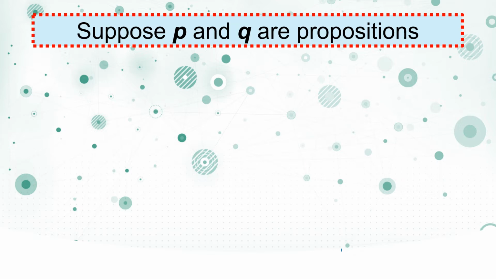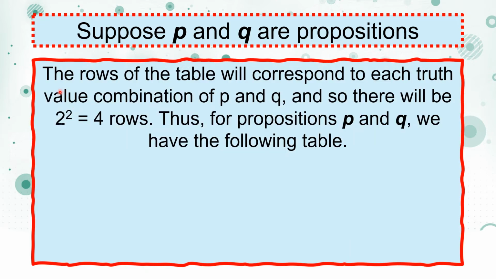The truth table is useful because we can use it to display all possible truth value combination of two or more propositions. For example, suppose P and Q are propositions. We can construct a truth table displaying the relationship between the possible truth values of P and truth values of Q. The rows of the table will correspond to each truth value combination of P and Q.